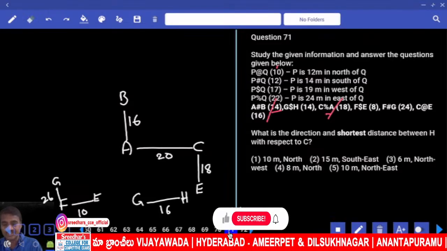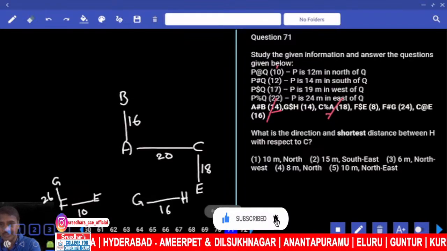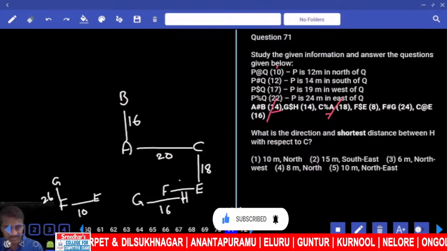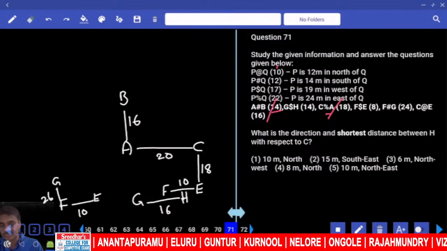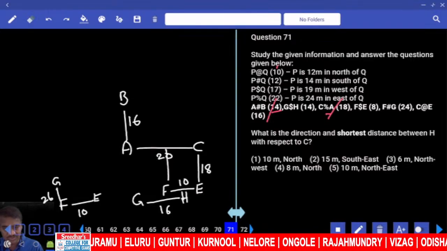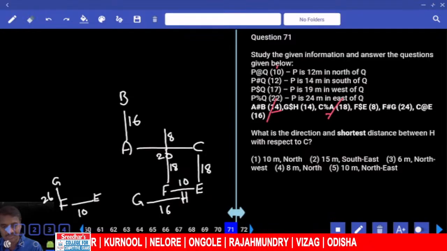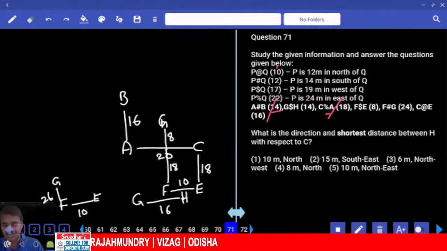Then E is here, E and F, what is the distance we have? 10 meters. Now E and F, the distance is only 10 meters, F is here. Then F to G, how much? 26. Out of this 26, 18 plus 8 more, 18 plus 8 is 26. Now this is G. G and F we have done. E is also done. Any other information here?